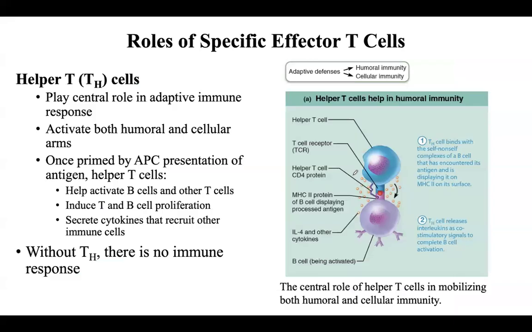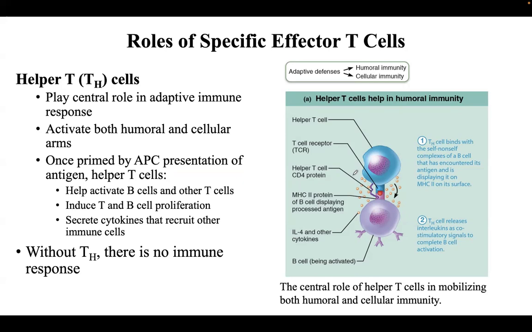Okay. So T helper cells, what do they do? Without T helper cells, we cannot have a proper immune system functioning. Why is that? Because T helper cells play a very central role in the adaptive immune response. And a lot of that is dependent on the innate response too. They activate both humoral and cellular arms. When I'm talking about humoral, that means they also act on B cells. They help in B cell activation.